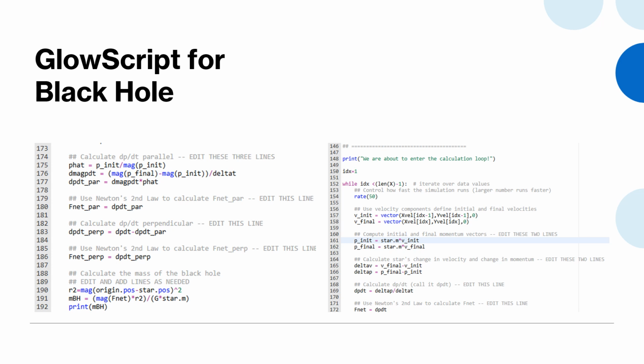So this is our GlowScript for the black hole. And the big things we changed were, first, we started with p hat, where we first talked about the normal vector and determining the change in momentum. And then we figured out the parallel components and the perpendicular components to figure out where the star would be moving. And then using that, we were able to determine the mass of the black hole.